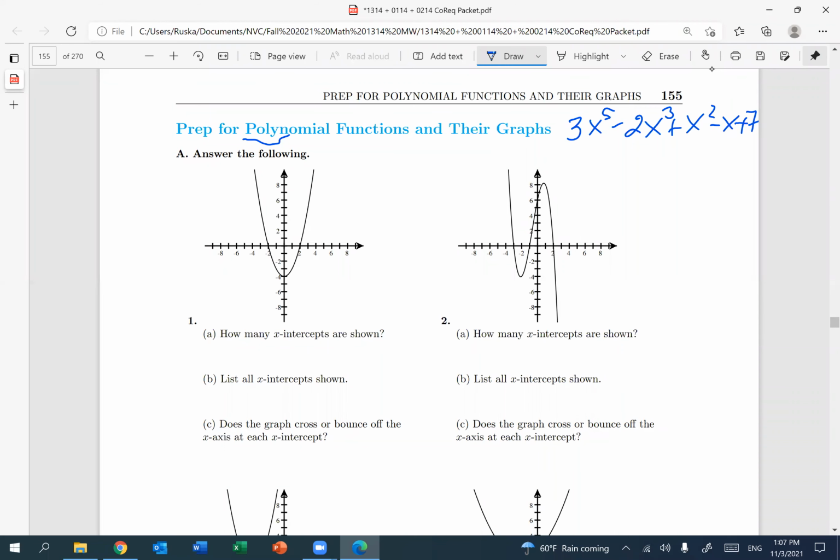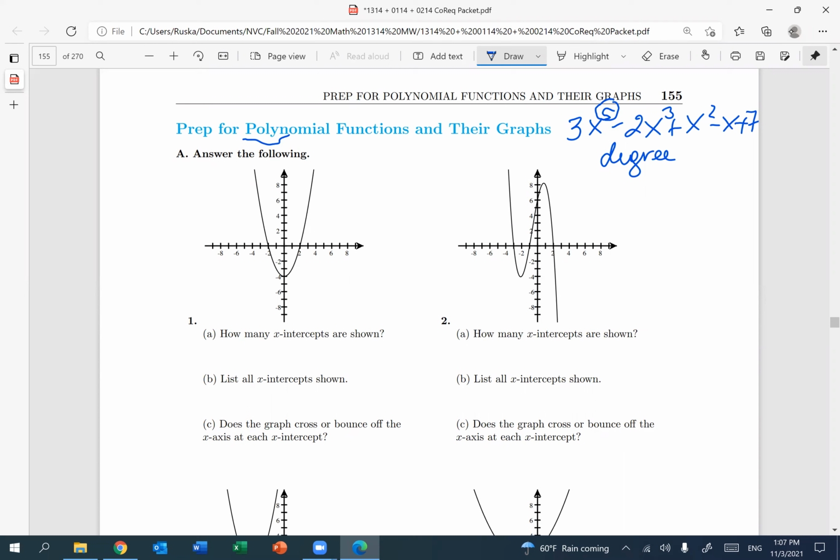Okay, so we're going to look at the graph. The highest exponent for x is called the degree of the polynomial. So in this example, the degree is 5. Depending on what the highest exponent is, that tells you what the graph looks like and how many x-intercepts you have. The degree tells you how many solutions, how many x-intercepts, you're going to have.